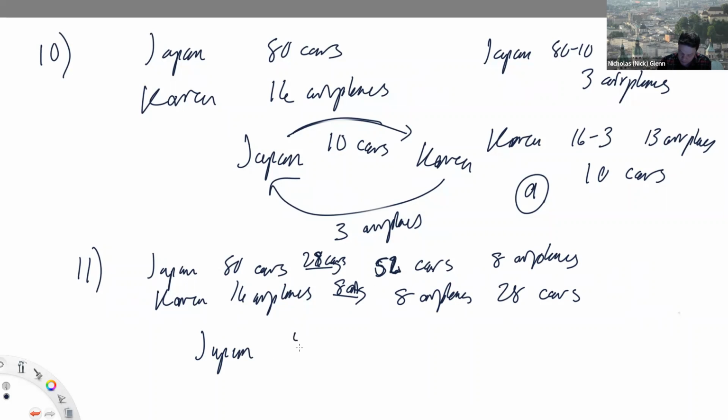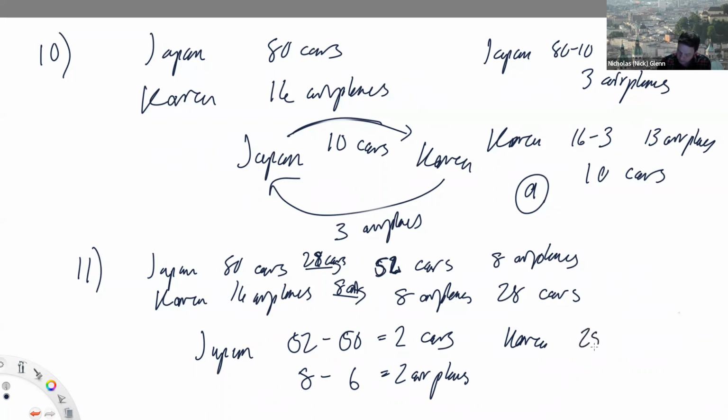They're going to have 52 cars versus the 50 that they had before the trade, so they gained 2 cars. Whereas they had 6 airplanes to begin with, and they got 8 instead, so they gained 2 airplanes. What about Korea? Well, at first they had 27 cars, but now they're going to get 28. They gain 1 car. What about airplanes? Well, they had 7, but now they're going to get 8. So they gain 1 airplane. And so that's going to be number B.